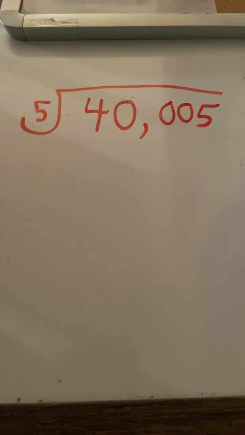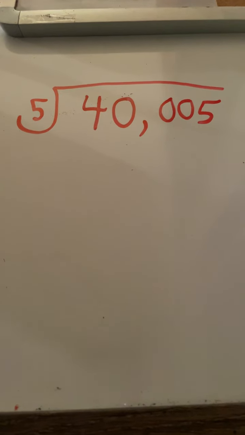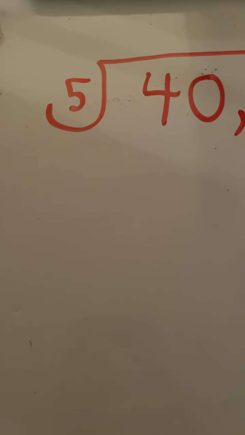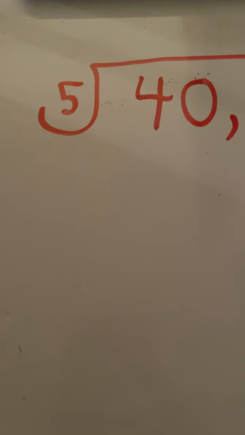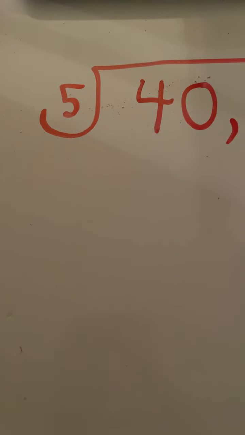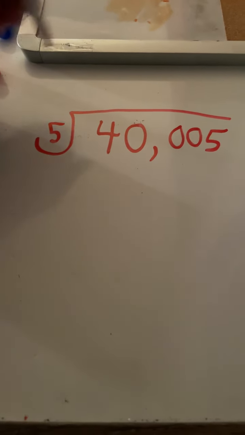All right, so we want to divide by the smallest. We're looking for the number within the number. We want to start with the smallest number possible. And the rule is the number inside the square has to be equal to or bigger than the number outside the square. 4 is too small. 40 works. 40 divided by 5. So I'm going to see how many groups of 5 I can get within 40.